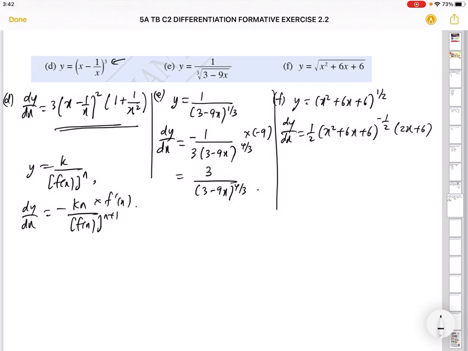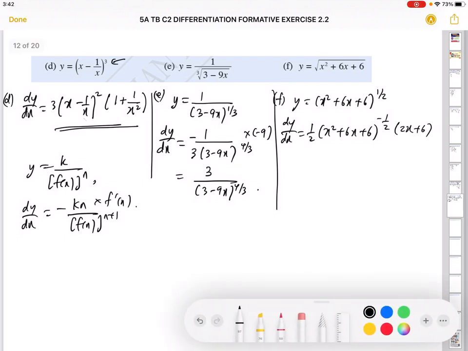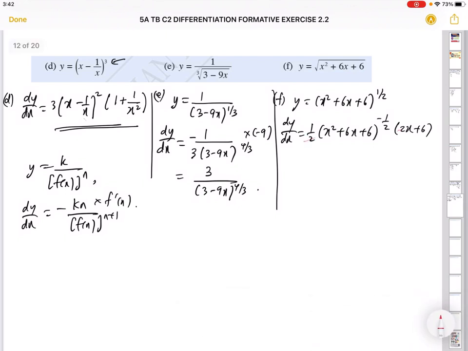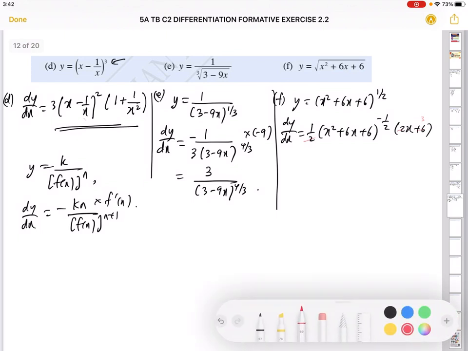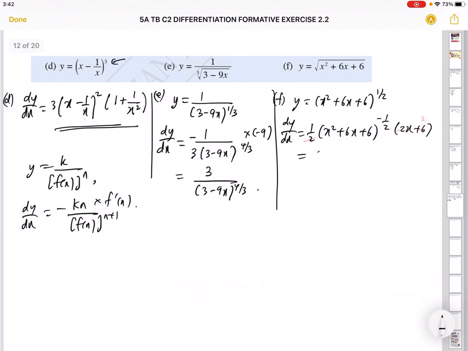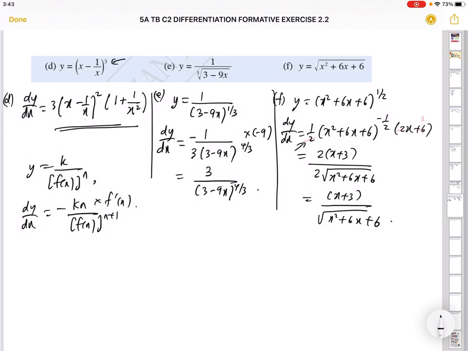Now notice that 2x plus 6 you can actually divide by 2. That is, I can cancel this. You can write one more step, but that is, you factorize the 2, take out x plus 3, keep the half here, the power negative half, you bring it back down, and when I simplify it, this is what I'll be getting. I hope you're okay with this.